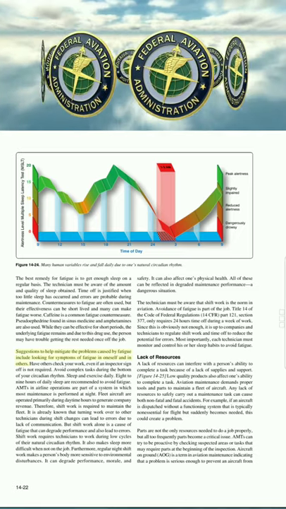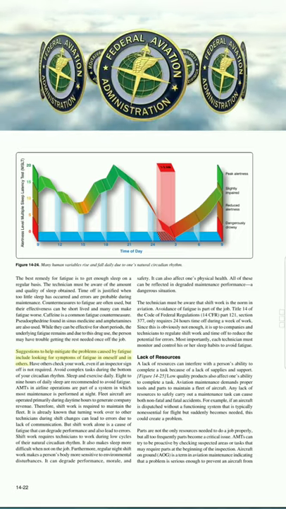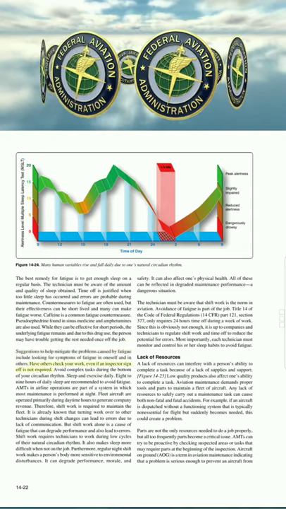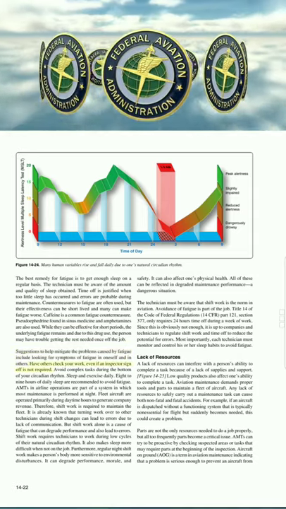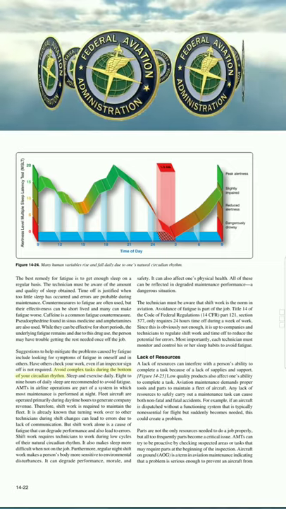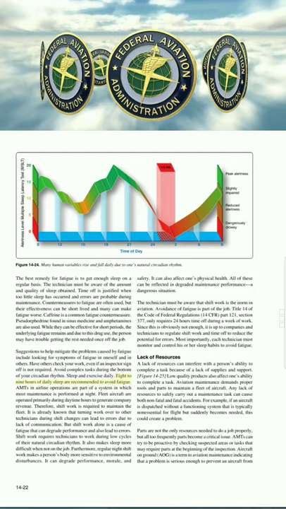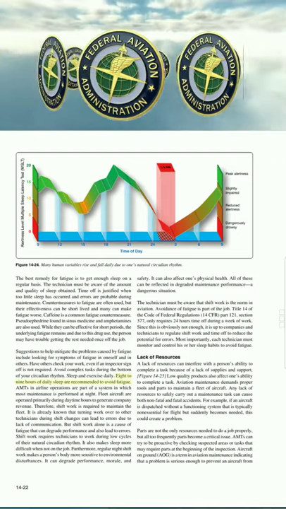Suggestions to help mitigate the problems caused by fatigue include looking for symptoms of fatigue in oneself and in others. Have others check your work, even if an inspector sign-off is not required. Avoid complex tasks during the bottom of your circadian rhythm. Sleep and exercise daily. 8 to 9 hours of daily sleep are recommended to avoid fatigue.